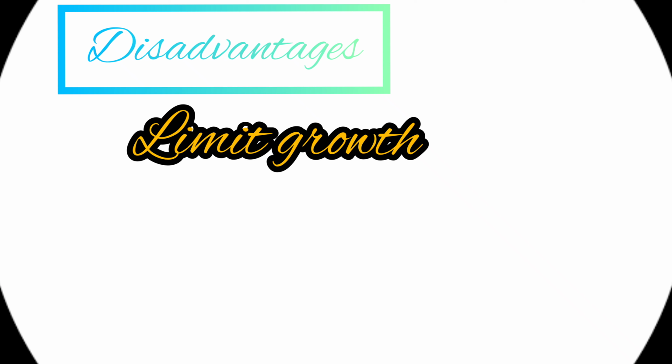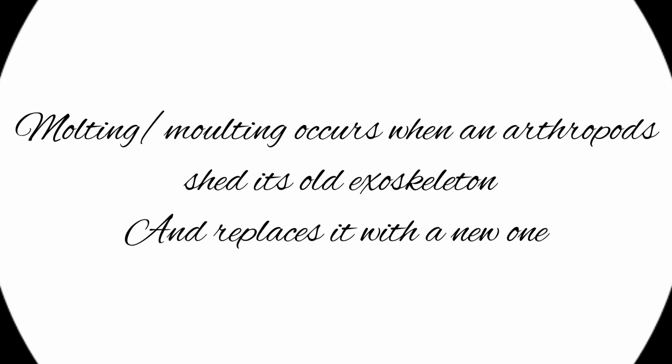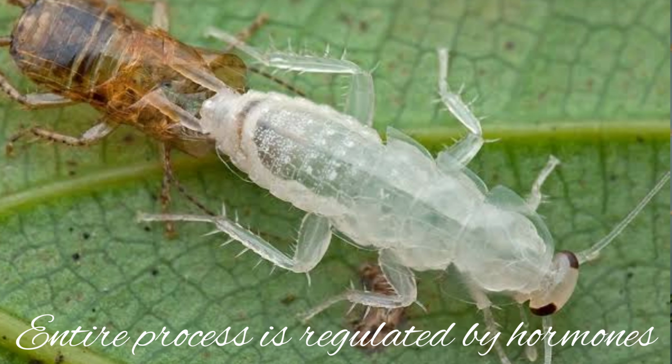While the exoskeleton is an important adaptation in arthropod evolution, it also places constraints on the organisms. One of the biggest disadvantages of an exoskeleton is that it limits growth. As such, all arthropods need to molt as they develop and increase in size. Molting occurs when an arthropod sheds its old exoskeleton and replaces it with a new one. The entire process is regulated by hormones and consists of multiple steps.